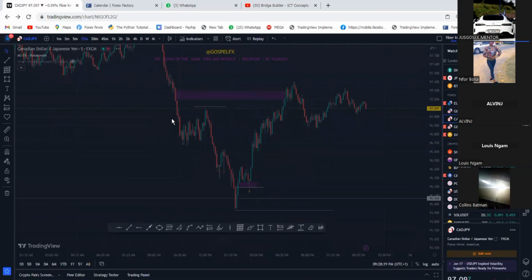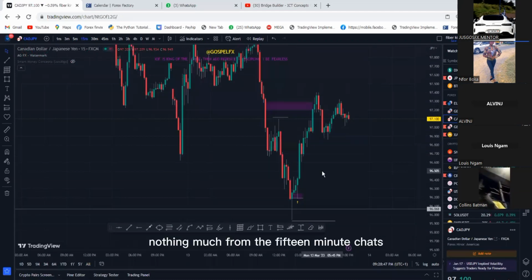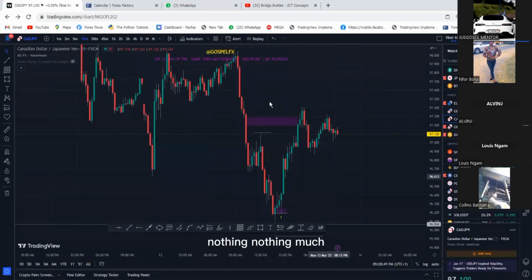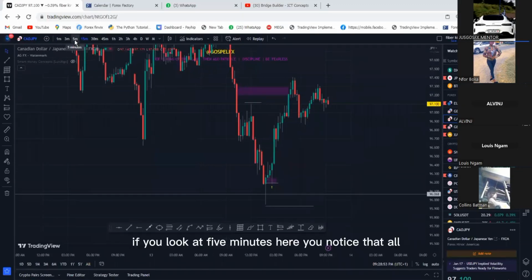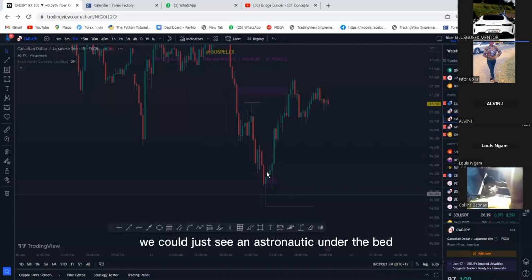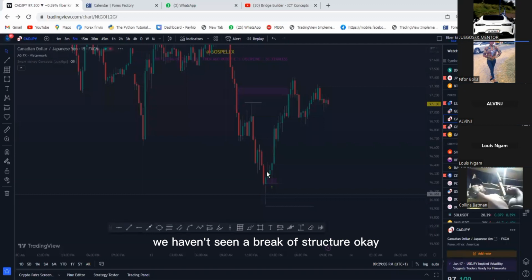Now let's go to 15 minutes and see if we could see any confirmations from here. Nothing much from the 15-minute charts. Let's go to 5 minutes. If you look at 5 minutes here, you notice that all we could see there was just an institutional candle, but we haven't seen a break of structure.